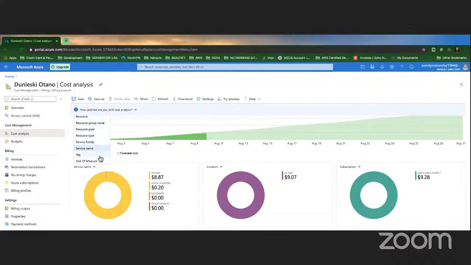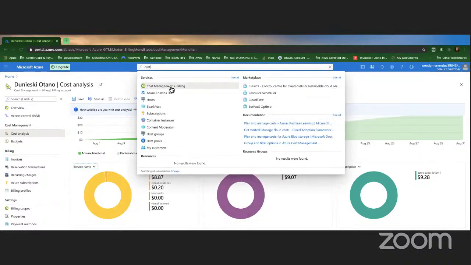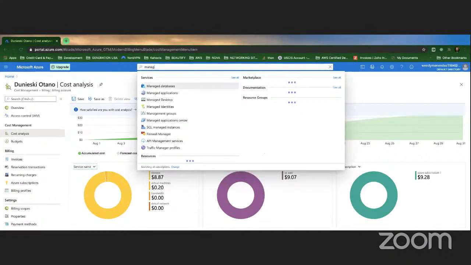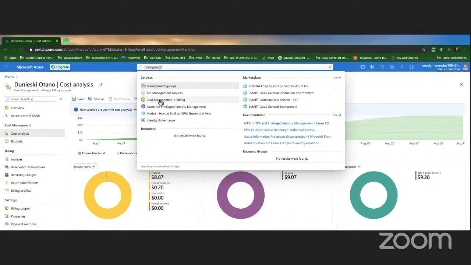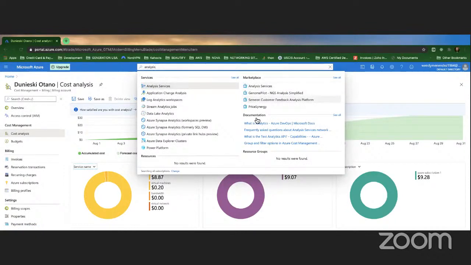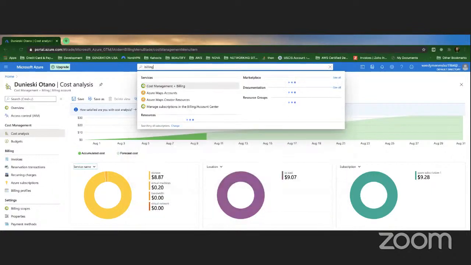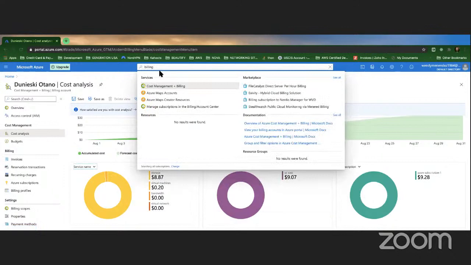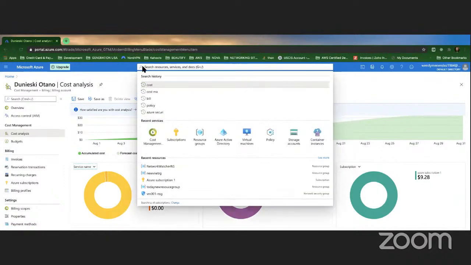So this is the dashboard where you can see your expenses, okay? By typing cost management. I think that if you put cost only, it shows here, okay? And if you put management, it will show here too. If you put analysis, no, it doesn't show that way. But if you put billing, I believe it's going to show billing here, right? So 3 ways to find that by using just the words of the service: cost, management, or billing. Okay.